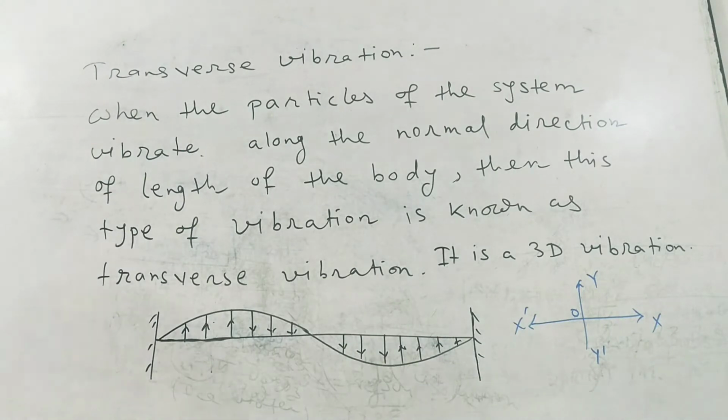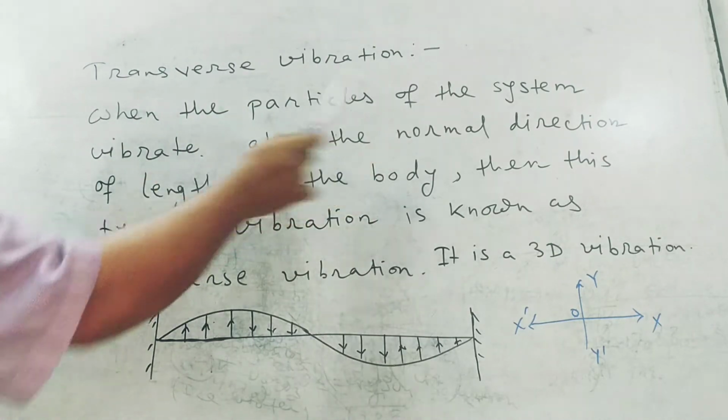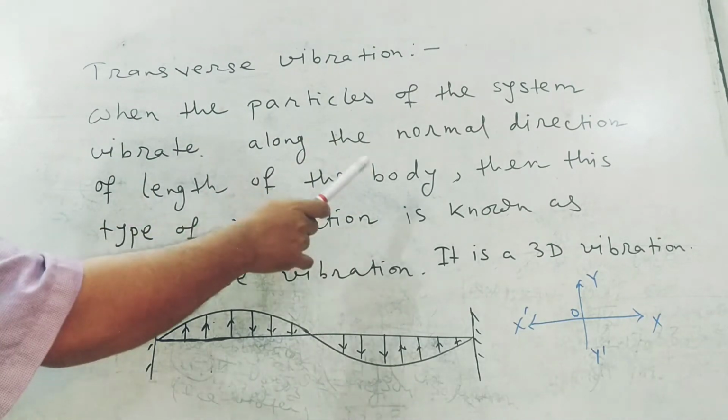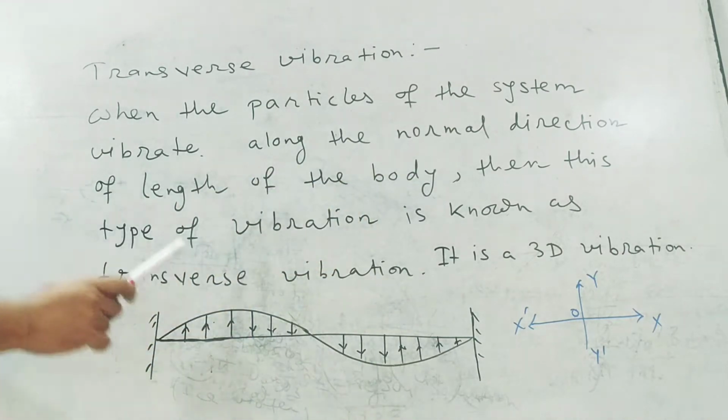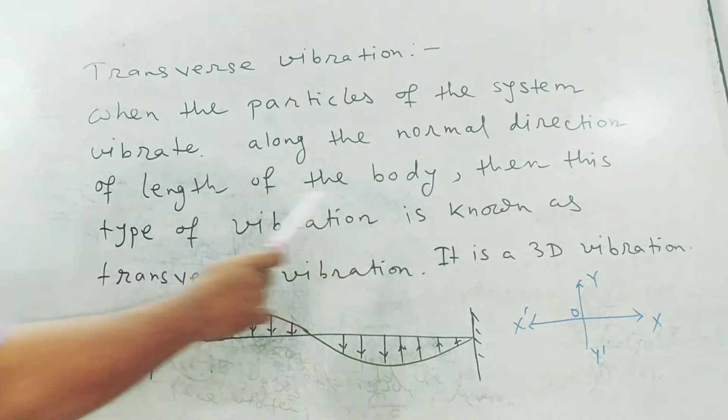Next, transverse vibration. When the particles of the system vibrate along the normal direction of the length of the body, then this type of vibration is known as transverse vibration. It is a three-dimensional vibration.